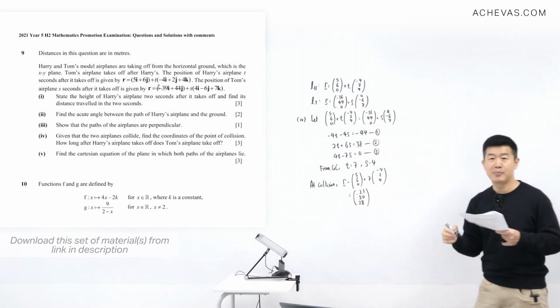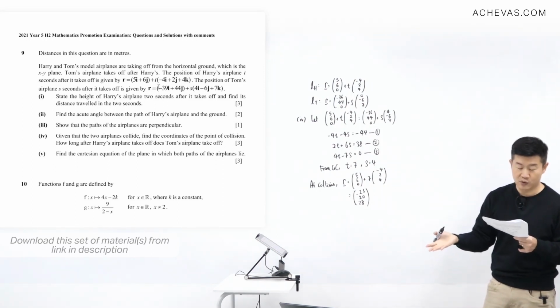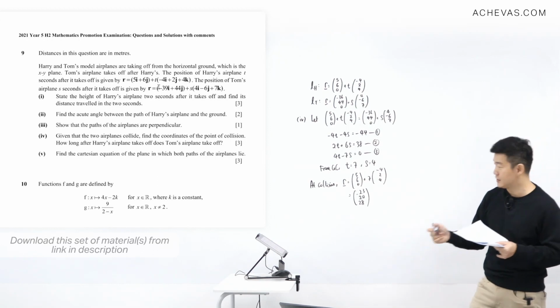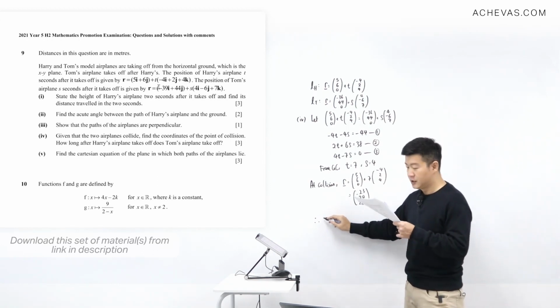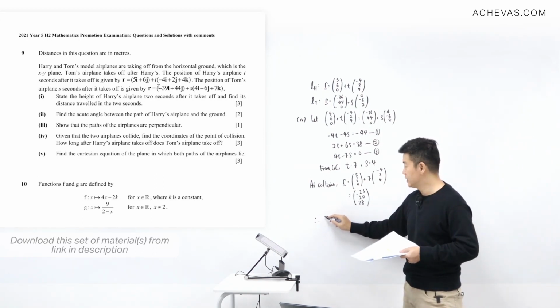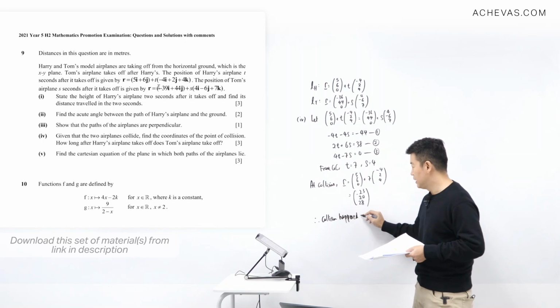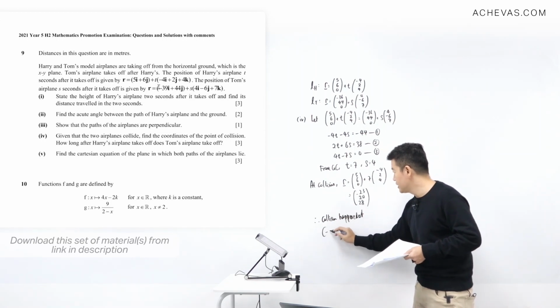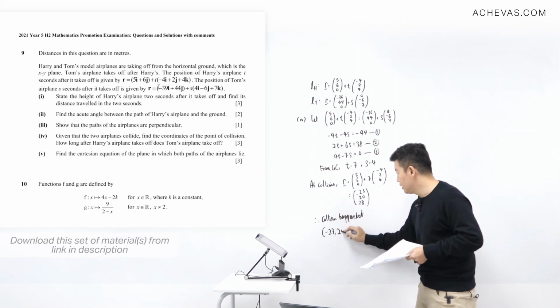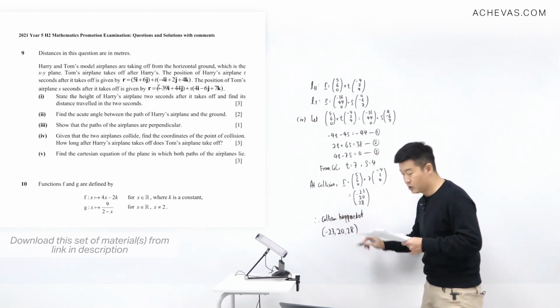So this gives me the position vector of the point of collision, but the question wants the coordinates. So the coordinates of collision is, let me just write down, collision, it happened at the point -23, 20, and 28.